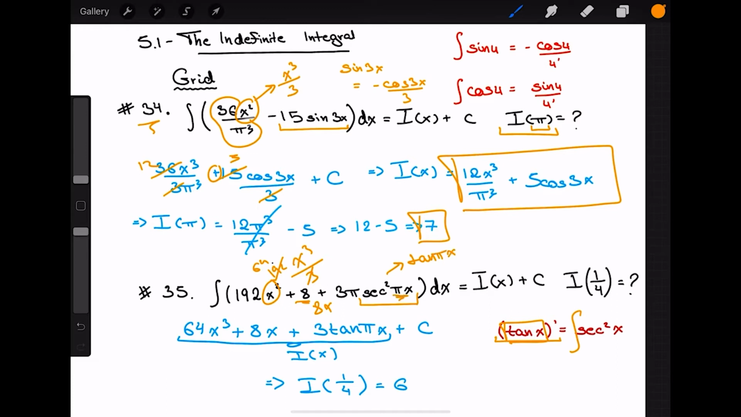The inside will always be the same. So when you simplify, you get 64x cubed plus 8x plus 3 tan pi x plus c. Since I(x) is the equation without c, you'll substitute 1 over 4 into this equation here, which will give you a 6.